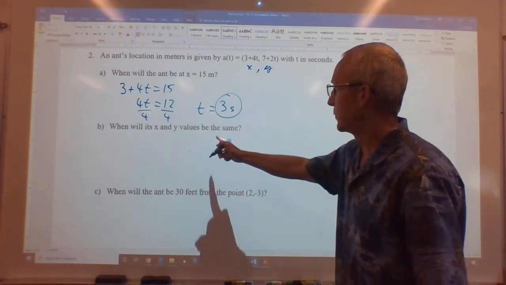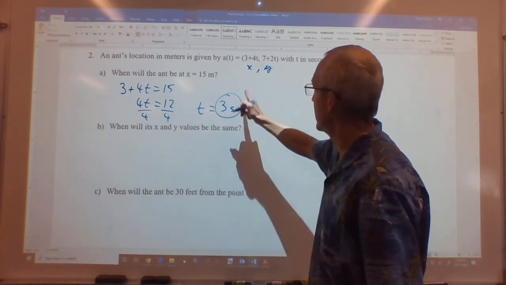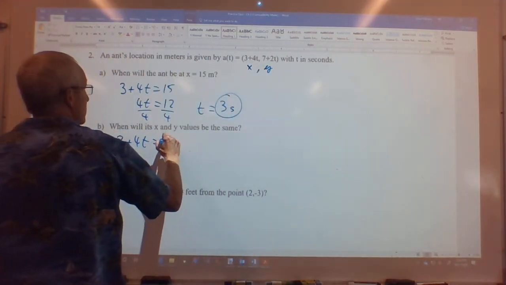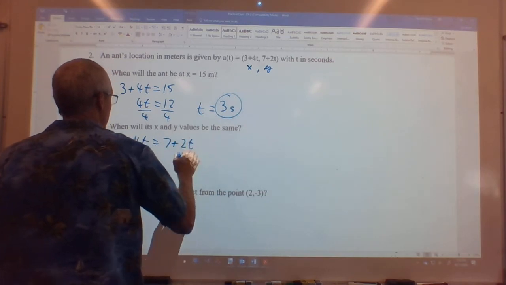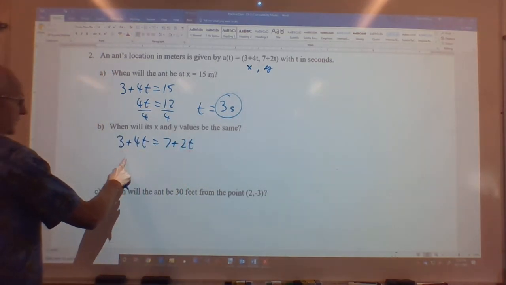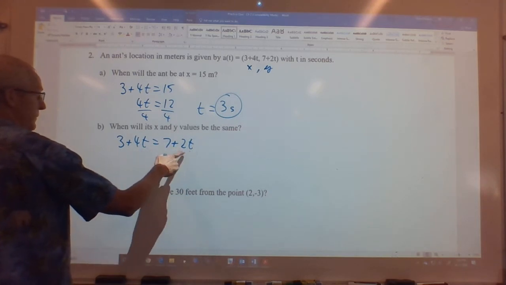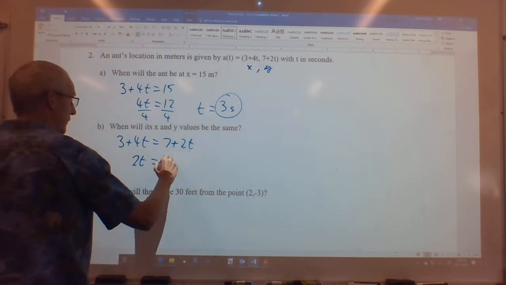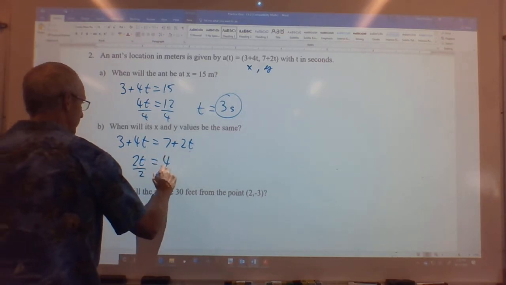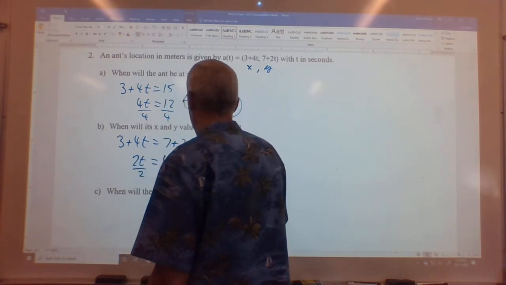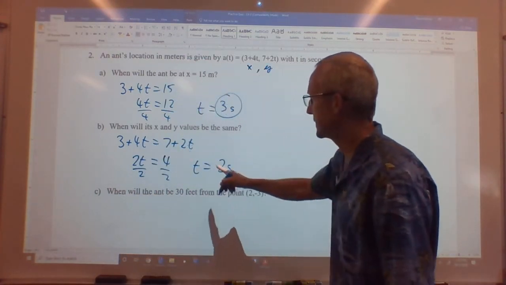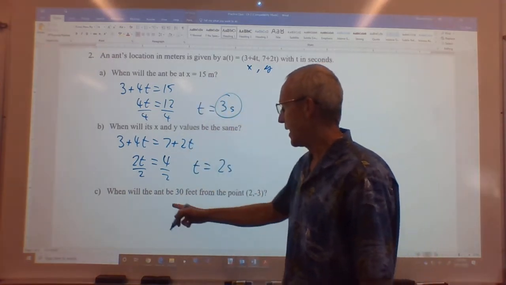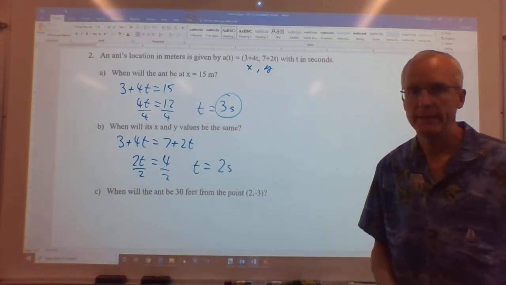That's the important part. When will its x and y values be the same? So when will this equal that? So 3 plus 4t is equal to 7 plus 2t. Let's put the 2t over here, make it negative. Put the 3 over there, make it negative. 4t minus 2t is 2t. 7 minus 3 is 4. Divide both sides by 2, looks like t is equal to 2 seconds. So in 2 seconds, they're the same x and y, and in 3 seconds, the ant has x equals 15.